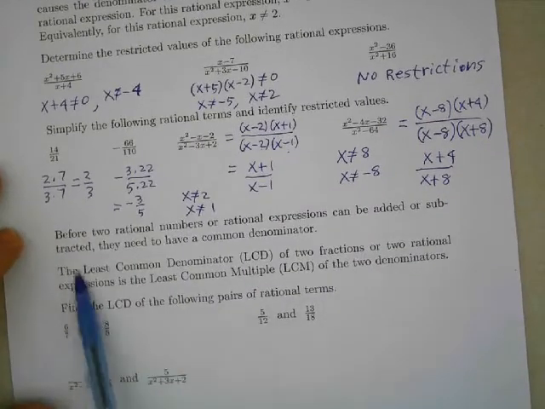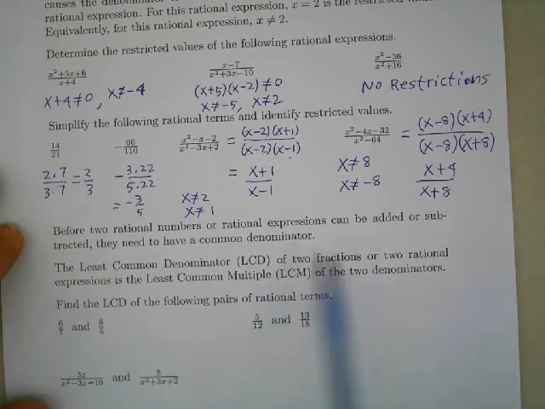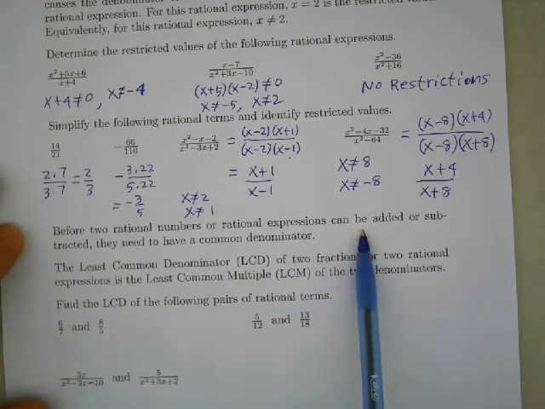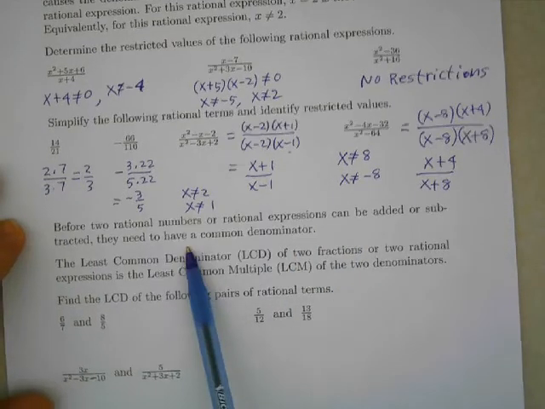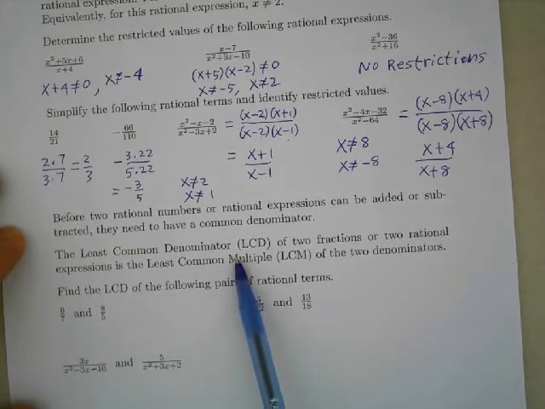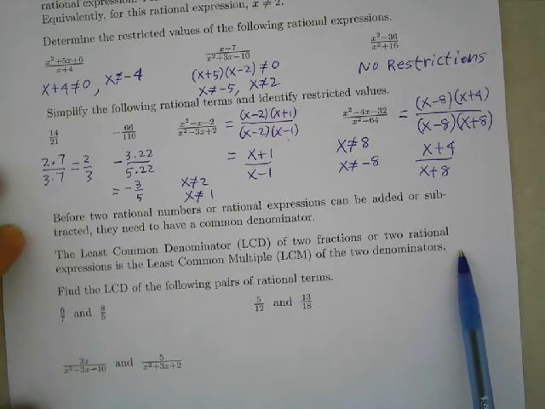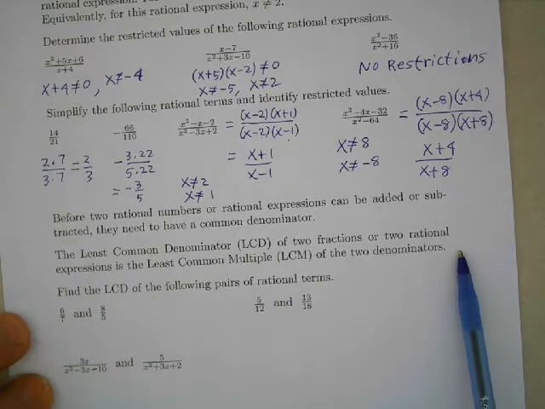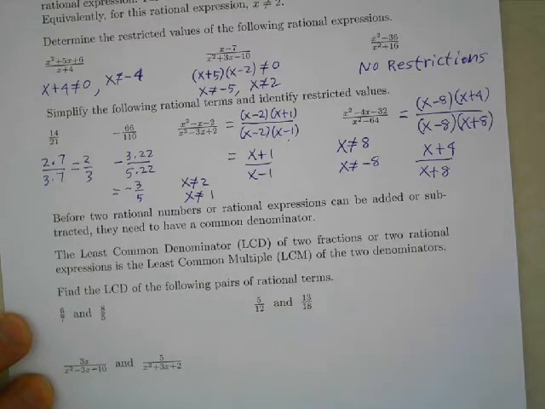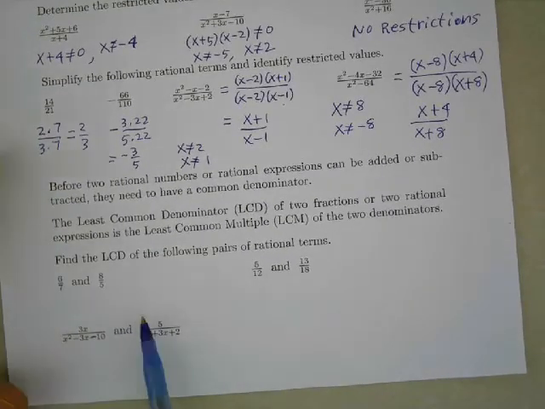Okay, in the next part, before two rational numbers or rational expressions can be added or subtracted, they need to have a common denominator. The least common denominator, LCD for short, of two fractions or two rational expressions is the least common multiple of the two denominators. So for these expressions, let's find the least common denominator for each pair.